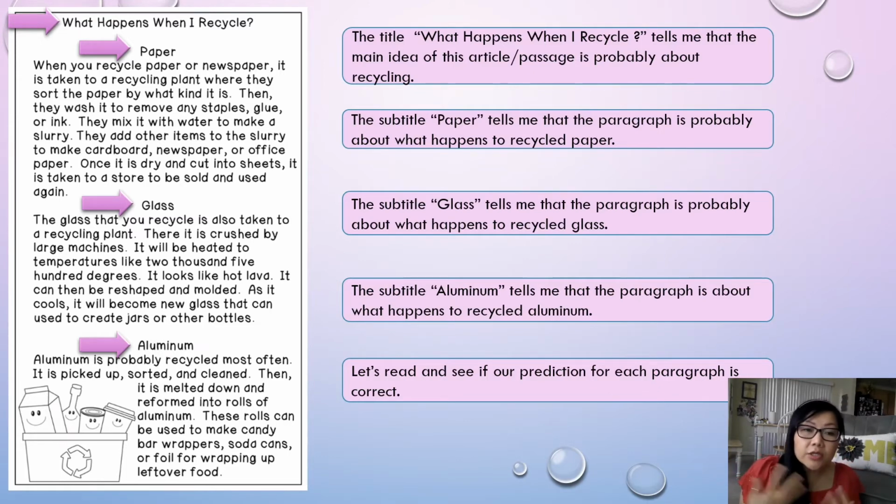Okay, so the last paragraph is subtitled Aluminum. Aluminum is probably recycled most often. It is picked up, sorted, and cleaned. Then it is melted down and reformed into rolls of aluminum. These rolls can be used to make candy bar wrappers, soda cans, or foil for wrapping leftover food.